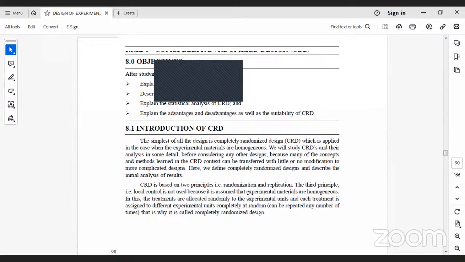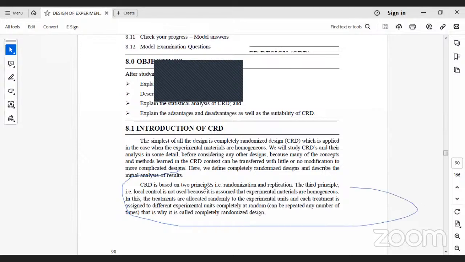CRD is based on two principles: randomization and replication. The third principle, local control, is not used because we assume that the experimental material is homogeneous. In this, the treatments are allocated randomly to the experimental units, and each treatment is assigned to different experimental units completely at random, and can be repeated any number of times. This is the most important design, the completely randomized design.